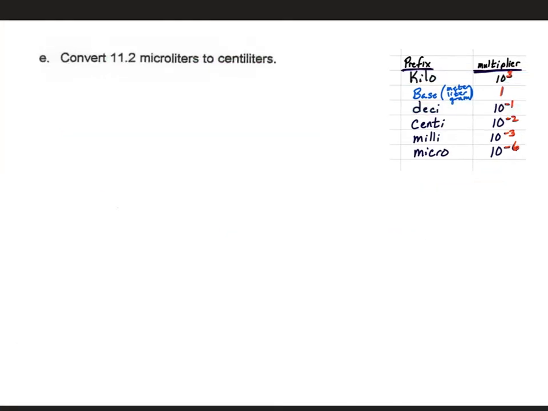And on to part E. Go ahead and pause the video so you can try it. On this question, we're going to be converting 11.2 microliters, which is what we know, into centiliters. Conversions we'll need to know are the microliter to the liter and the deciliter to the liter.